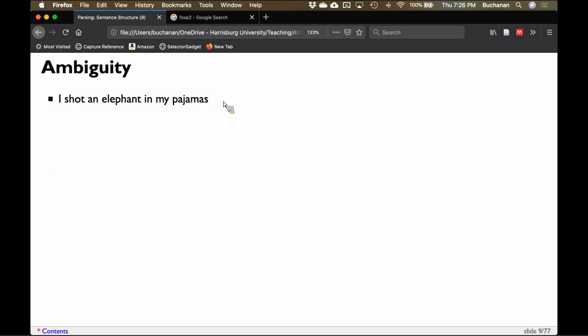Now, the "my" part is fun as well, because if you interpret this as I shot the elephant in my pajamas, okay, I'm wearing my own pajamas, but then the other interpretation would be you shot the elephant who is wearing your pajamas, which is even funnier. That's why it's a Groucho Marx bit. But any kind of sentence with this kind of noun, verb, noun, preposition phrase could potentially be fairly ambiguous.